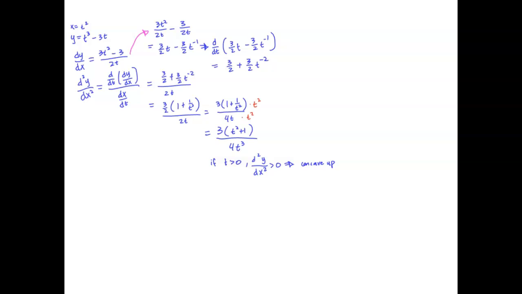And then likewise, if t is negative, notice that the numerator, like if you plugged in -1, because we're squaring it here, the numerator is still going to be positive, but we're cubing it below, so the denominator is going to be negative. So the second derivative ends up being negative in that case. In which case, it's concave down.